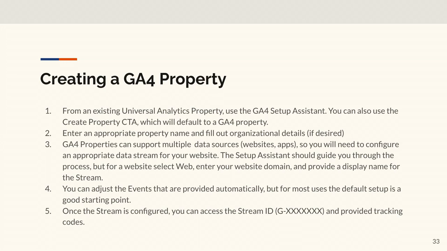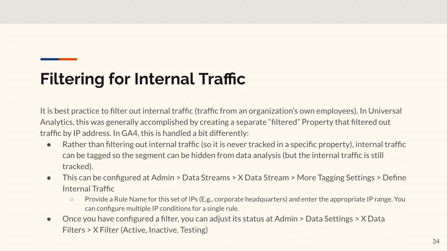You enter the, I'm going to assume web. You select web, your domain, and the display name for the stream. At that time, you can adjust the events that are provided automatically, but you probably just want to leave that as a default because it's useful stuff. Once the stream's configured, you get a stream ID. It's G dash whatever, and you can access your tracking codes. Pretty easy.